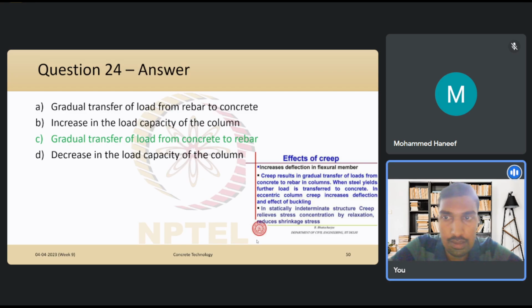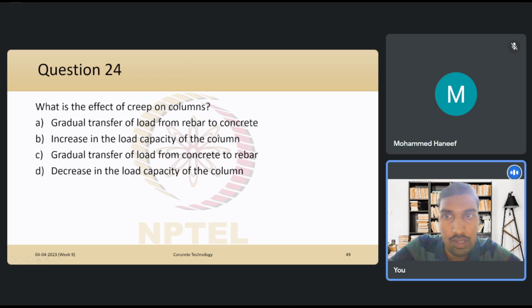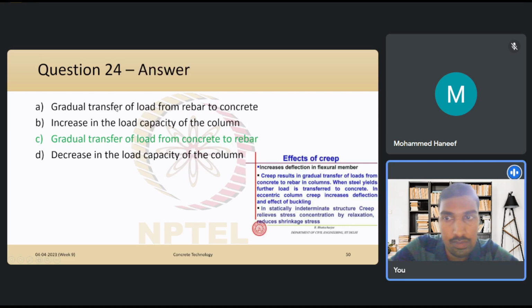C is the right answer, that there will be gradual transfer of load from the concrete to rebar. So here, what is the consequence of creep? What happens because of it? On columns, when there is creep, there will be deformation in the concrete. There will be a higher strain, so its volume is going to reduce, and because of that, the load that is coming onto the concrete will be going to the rebar, so not the other way around.